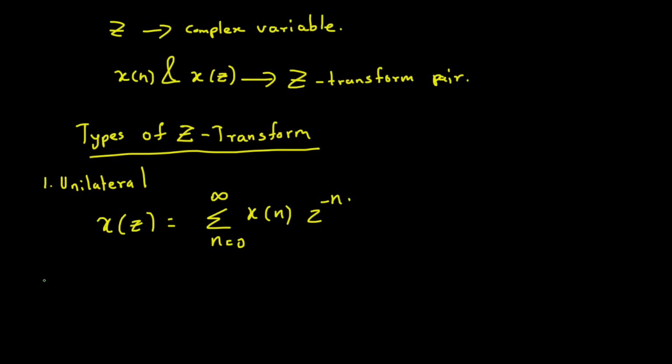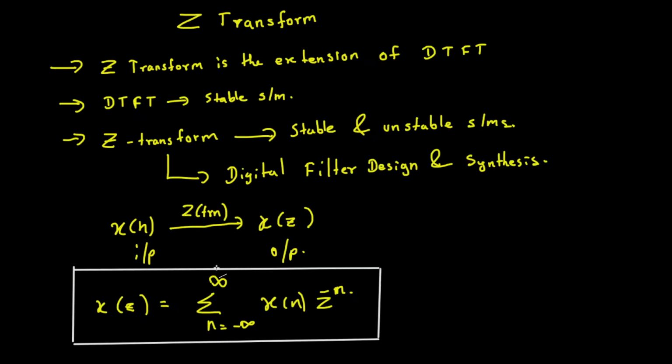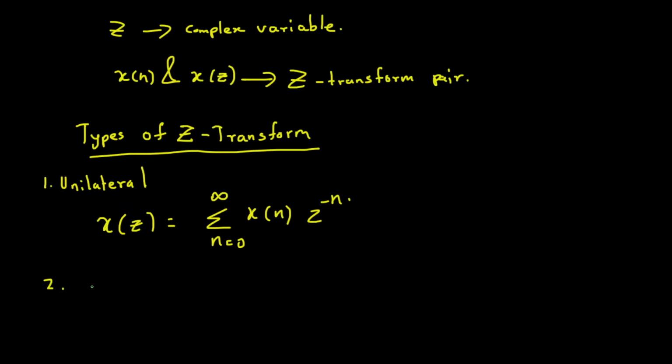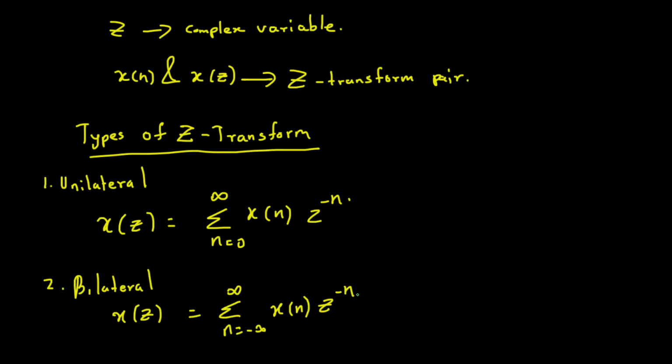And then the second type is bilateral. That's the one we have right here. It starts from negative infinity to positive infinity. Bilateral, which is x of z is equal to summation n is equal to negative infinity to positive infinity x of n z power minus n.